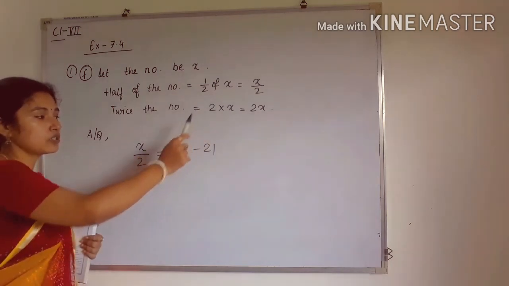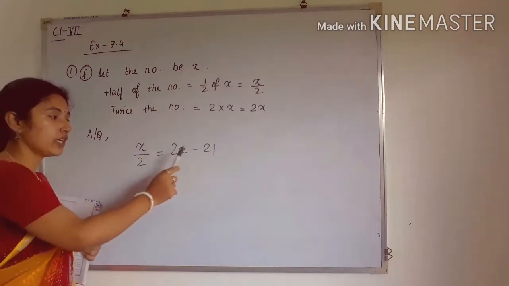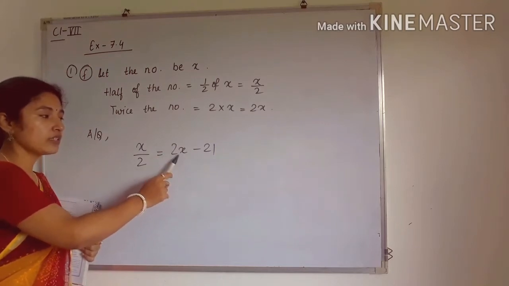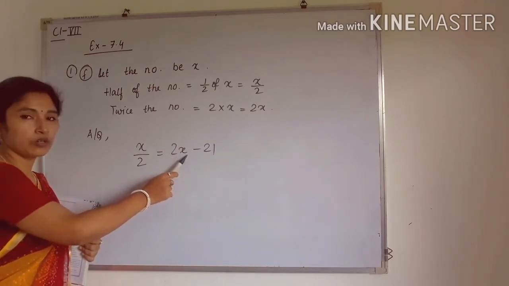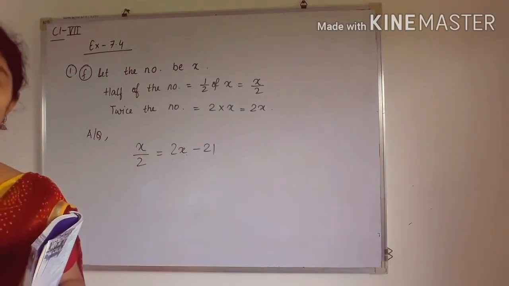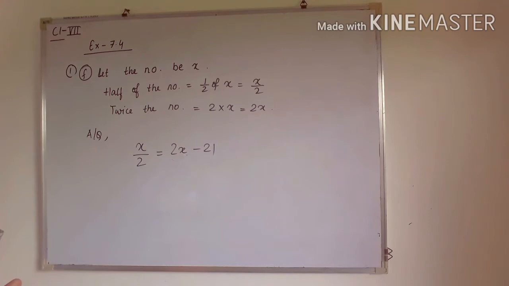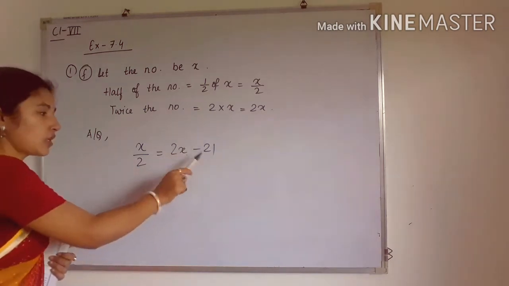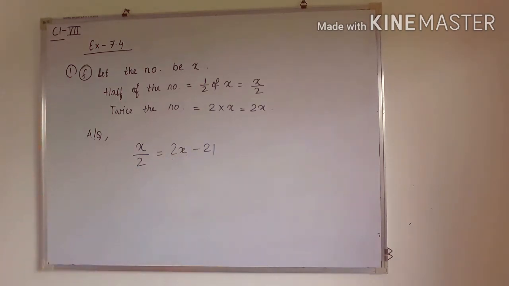Twice of that number, that is 2x. So you have to subtract 21 from the twice, or you can say double of that number. Because it is written that 21 less than. 21 less means what? 21 comes... to reduce, what do we have to do? We have to subtract. Okay, so this is the required equation.